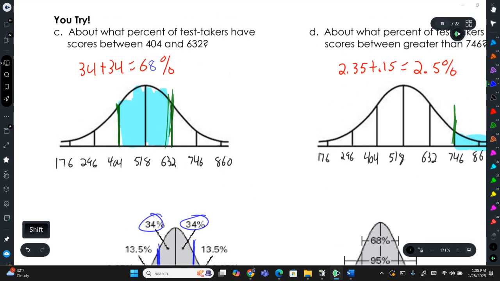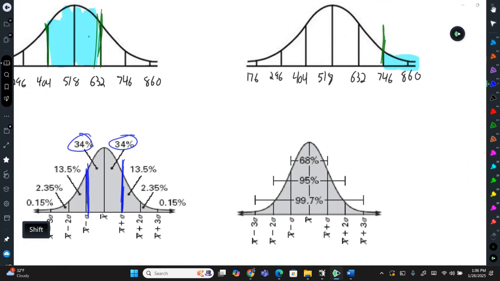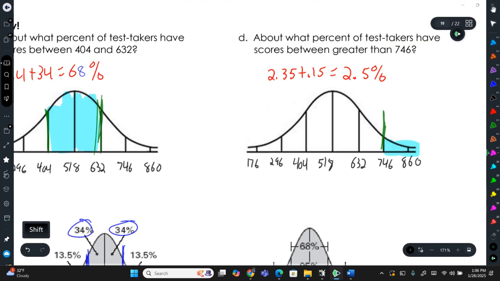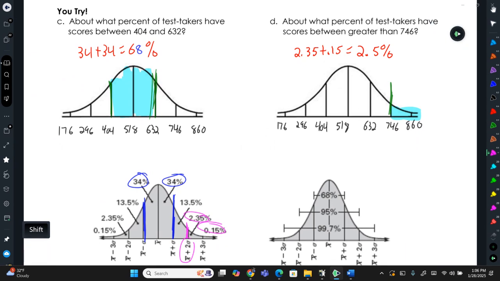Okay, now, letter D, we want greater than 746. So I'm going to the right. So if we apply that down here, that's the mean plus 2 standard deviations. I'm going to add those two values together to get 2.5%. Okay? So you really need to know how to use that chart below and match things up.